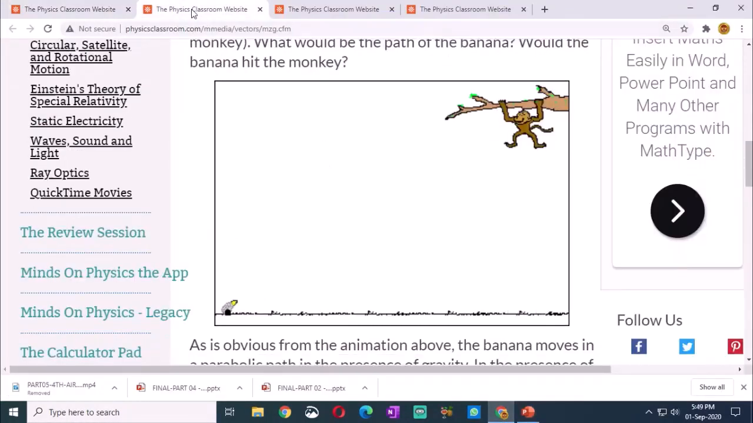So here, the second case. He is throwing, aiming above the monkey. So then gravity is there. It is acting on the monkey and it is acting on the banana.